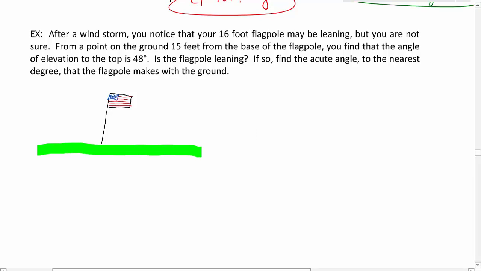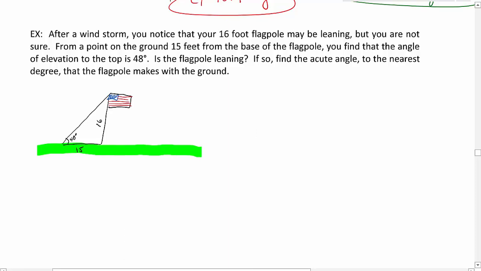All right, so it tells me that you notice that your 16-foot flagpole, so this is 16, from a point 15 feet from the base of the flagpole, so over here 15 feet, you find that the angle of elevation to the top is 48 degrees. And we want to know, is our flagpole leaning?